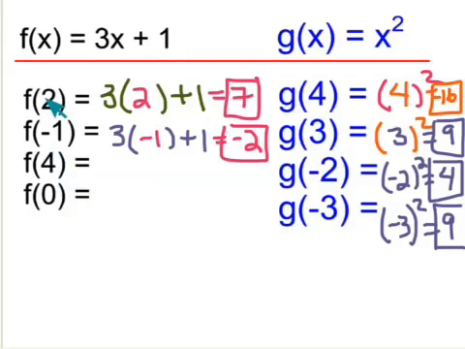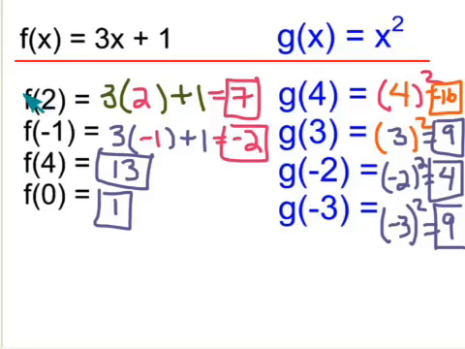Let's come back over here to the F machine. We're going to input 4 here. 3 times 4 is 12. 12 plus 1 is 13. You can do it in your head. I don't mind, just so you do it right and follow order of operations. F of 0 means plug 0 in for x, multiply by 3, and then add 1. Of course, that's 0 plus 1, which is not 0. It's actually 1.